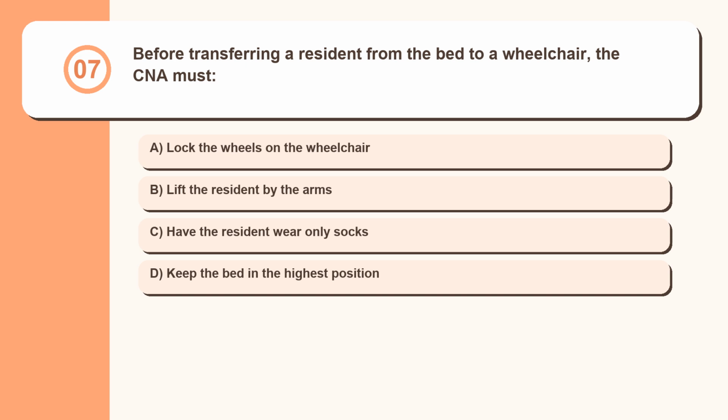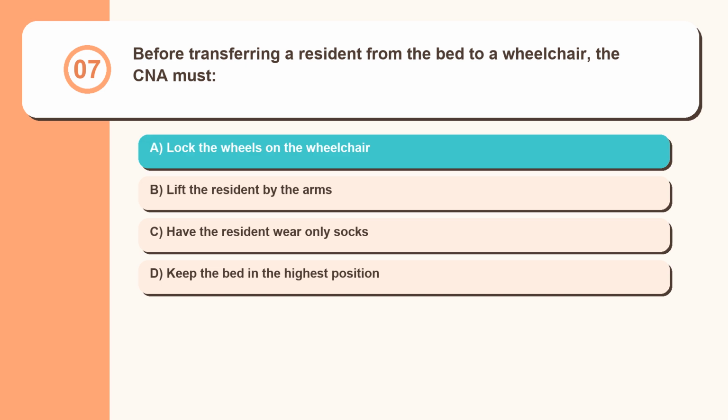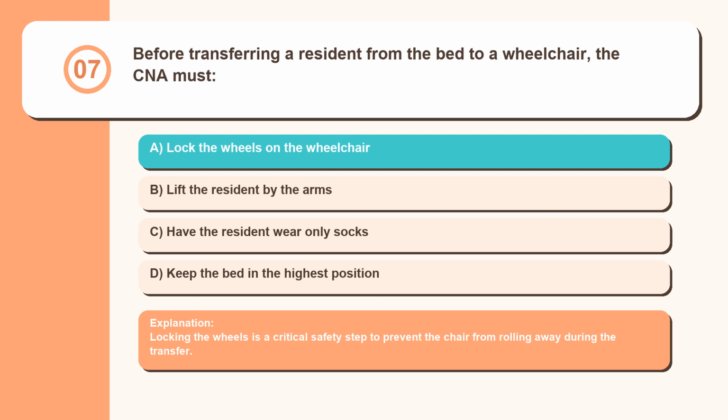Question 7. Before transferring a resident from the bed to a wheelchair, the CNA must lock the wheels on the wheelchair, lift the resident by the arms, have the resident wear only socks, keep the bed in the highest position. Locking the wheels is a critical safety step to prevent the chair from rolling away during the transfer.